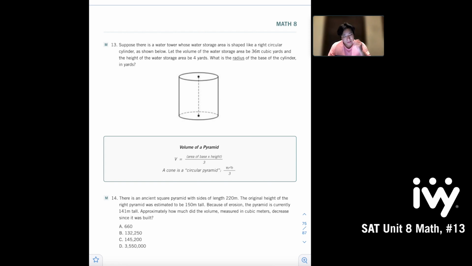So we know that the volume is 36 pi cubic yards. And if we set this equal to the equation for the volume of a cylinder, it's pi r squared times the height of the cylinder. First, we have a pi on both sides, so we can cancel that. Now we have 36 is equal to r squared times the height, which we're told is 4 yards. So let's put 4 in there. Now dividing both sides by 4, we're left with r squared is equal to 9, which means our radius is going to be equal to 3 yards.